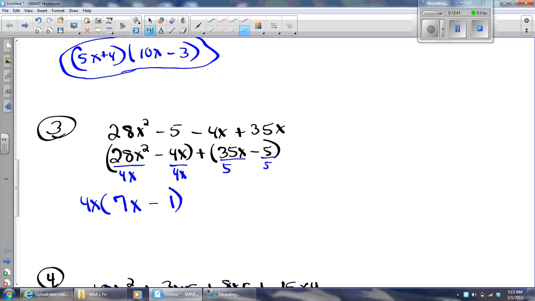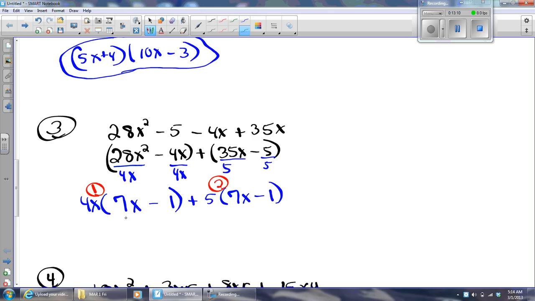And there's only an x on one term, so it's not common. So my only GCF is 5, so I'd be at a plus 5. 35 divided by 5 is 7. There's an x there. 5 divided by 5 is 1. And look at this. So I've GCF'd 1 time, 2 times, and now I have 4x times 7x minus 1, and 5 times 7x minus 1 as a quantity.